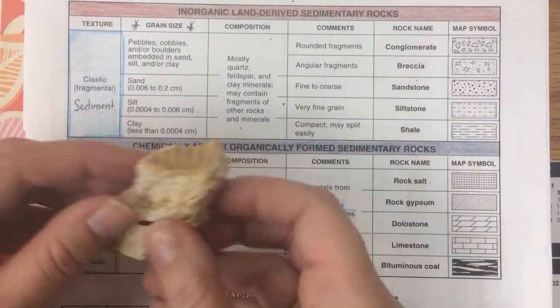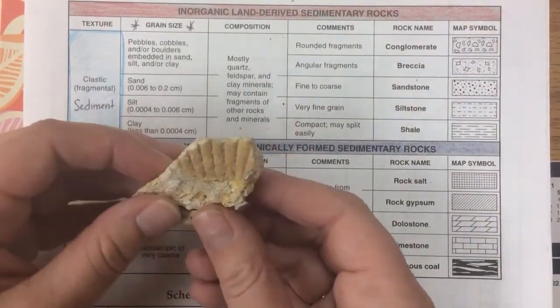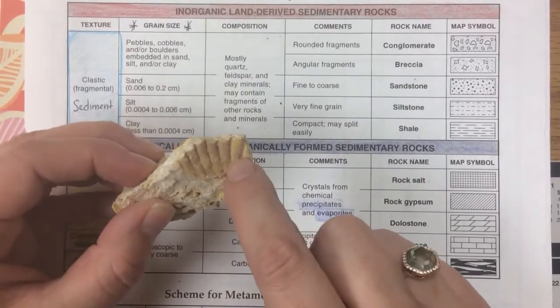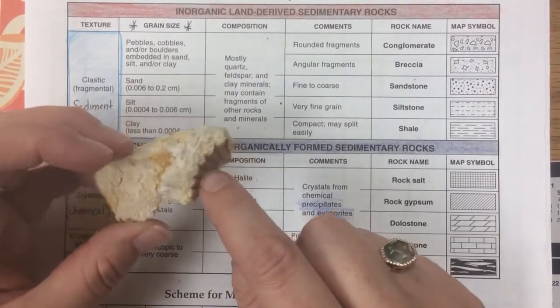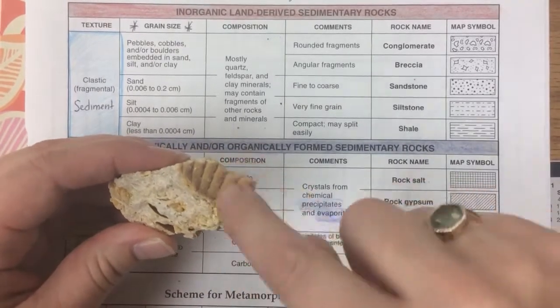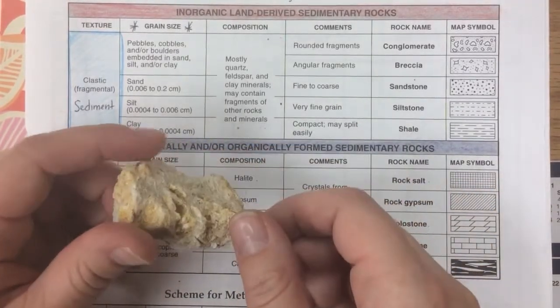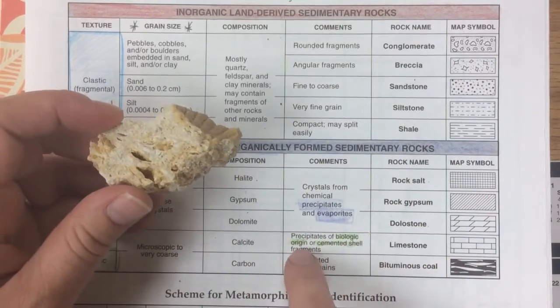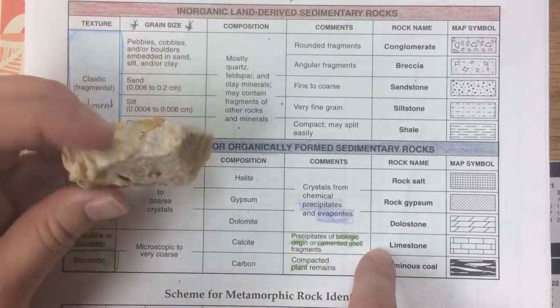Okay, you could also see a rock that looks like this. Ooh, what's that? That is a fossil. Sedimentary rocks are the only rocks that contain fossils. And so this is an imprint of a shell. So again, when you see shells or biologic fragments, this would also be limestone.